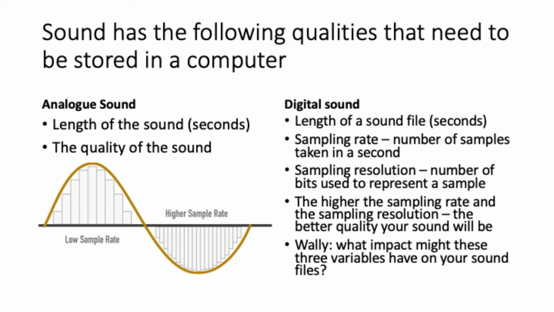Well, each one of those variables basically increases or decreases the size of your file. The higher your sampling rate, the longer your sound file, the higher your sampling resolution, that increases how big your file size is going to be. And obviously it goes the other way. The shorter the sound file, the lower the sampling rate, the lower the sampling resolution, the smaller the file is.